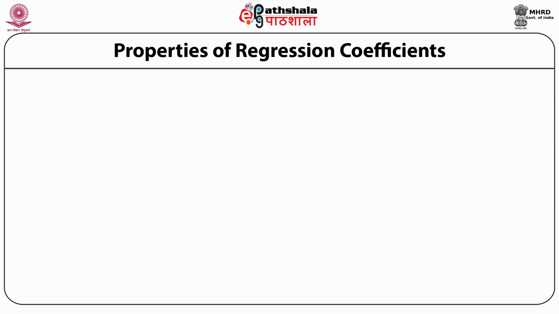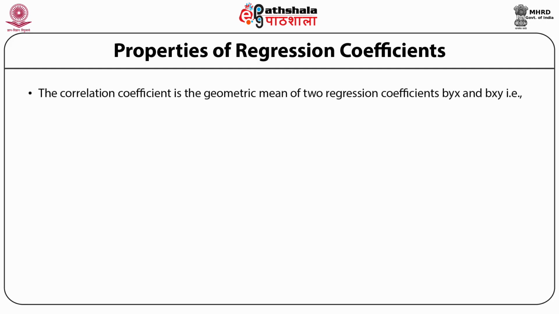Our next topic discusses the properties of regression coefficients. The correlation coefficient is the geometric mean of the two regression coefficients, that is beta xy into beta yx. That is, r can be written as the square root of bxy into byx.